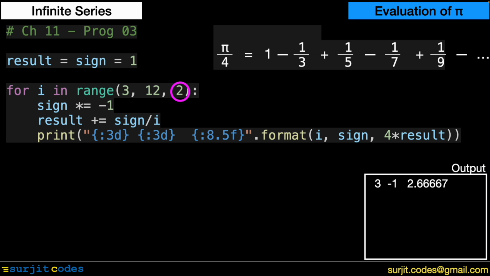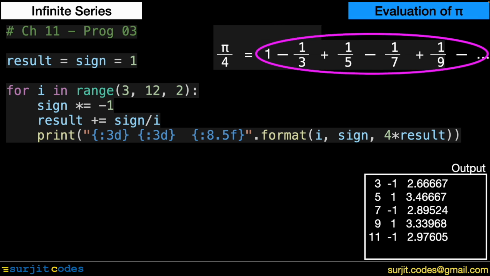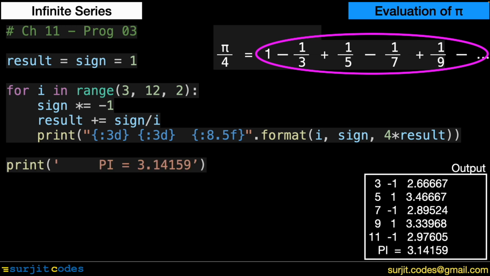In the next iteration, we increase I by 2. It becomes 5. Sign changes from minus 1 to plus 1. We add plus 1 by 5 to the result and print the sign and the value of pi. 3 more iterations give a pi value close to 3, but the error is still significant. This means that convergence of the series for pi is very slow.